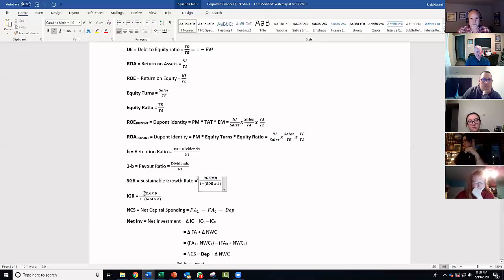Okay? The IGR, or the internal growth rate, uses return on assets, not return on equity, and interacts it with that same retention ratio. And what we're seeing in the internal growth rate is what rate of growth the company can sustain or maintain based upon its current assets. Sustainable is based upon current equity. The internal growth rate, or IGR, is based upon the use of its assets. And that's how these differ.